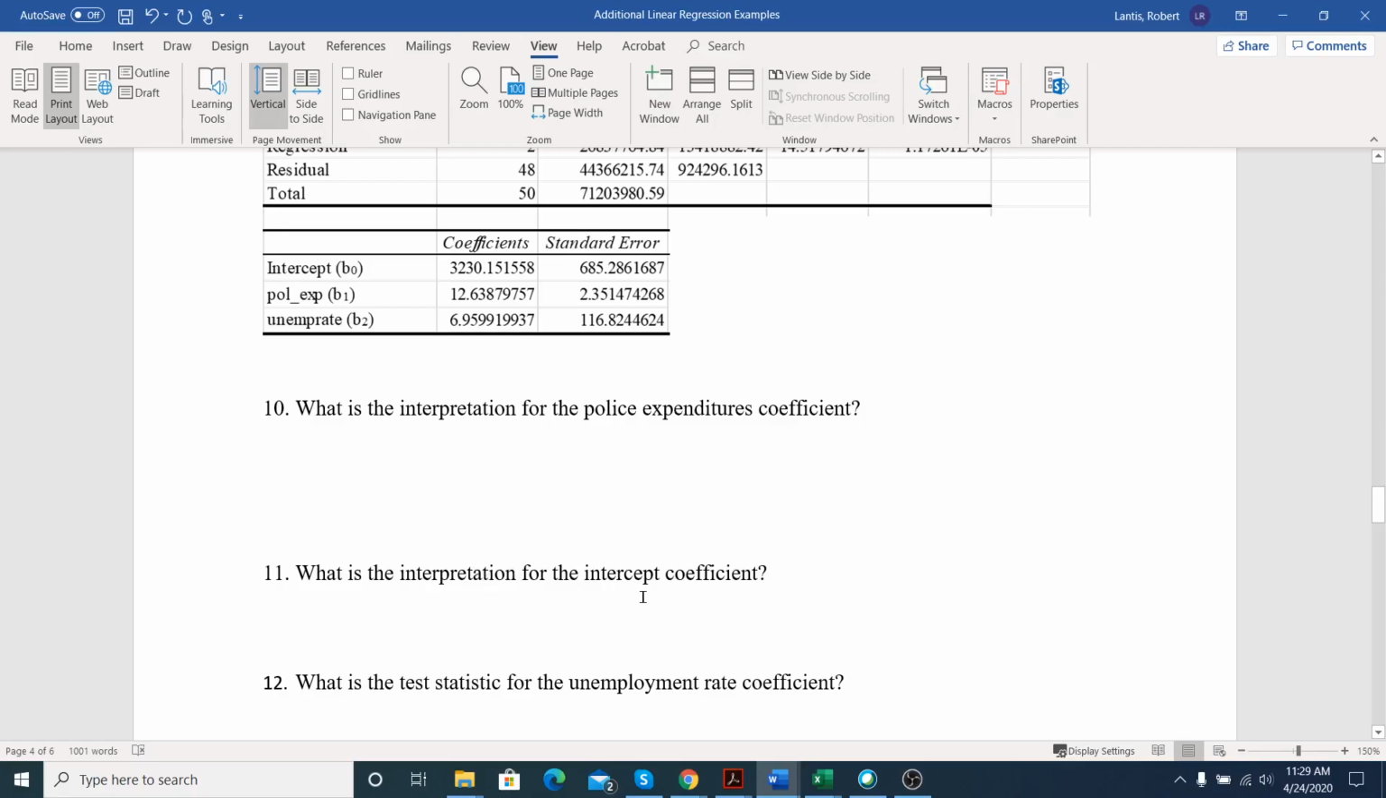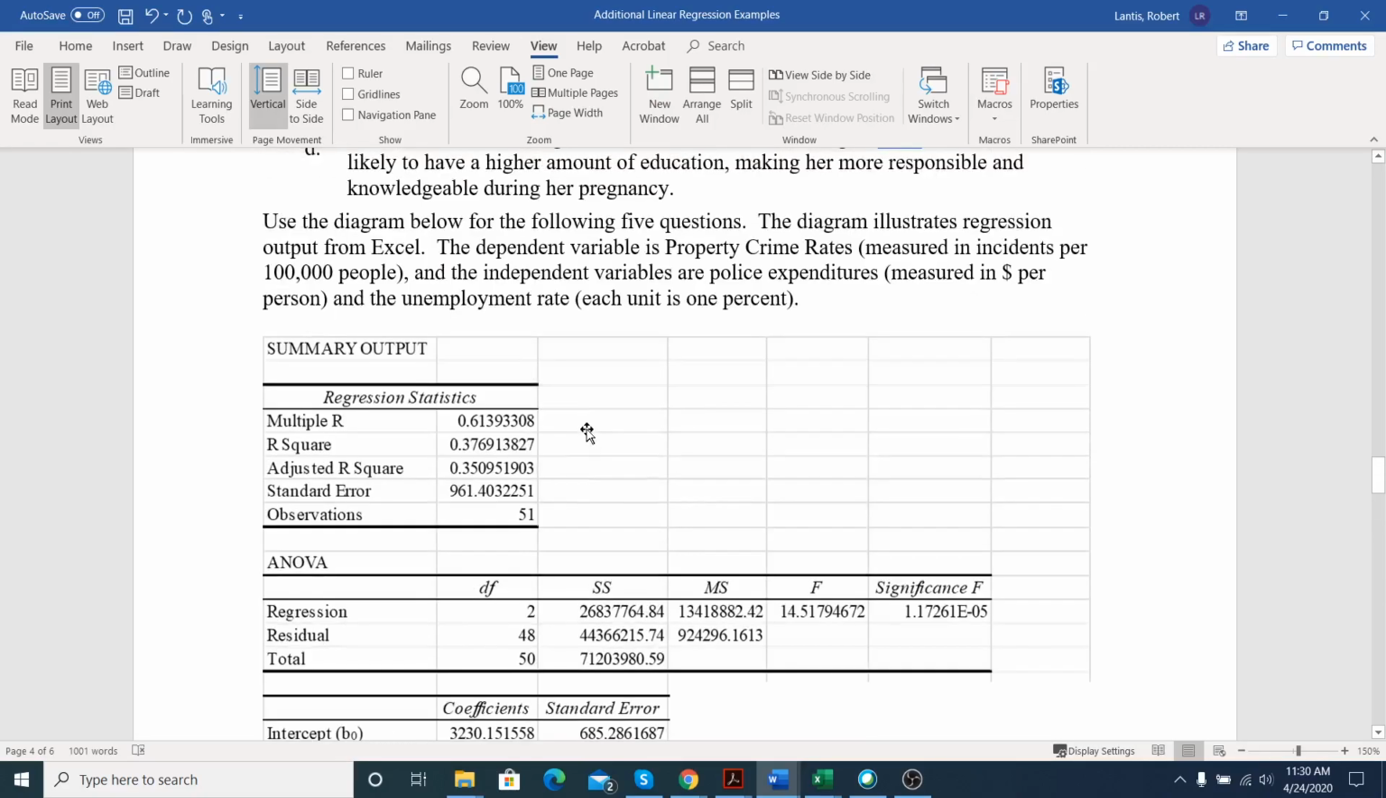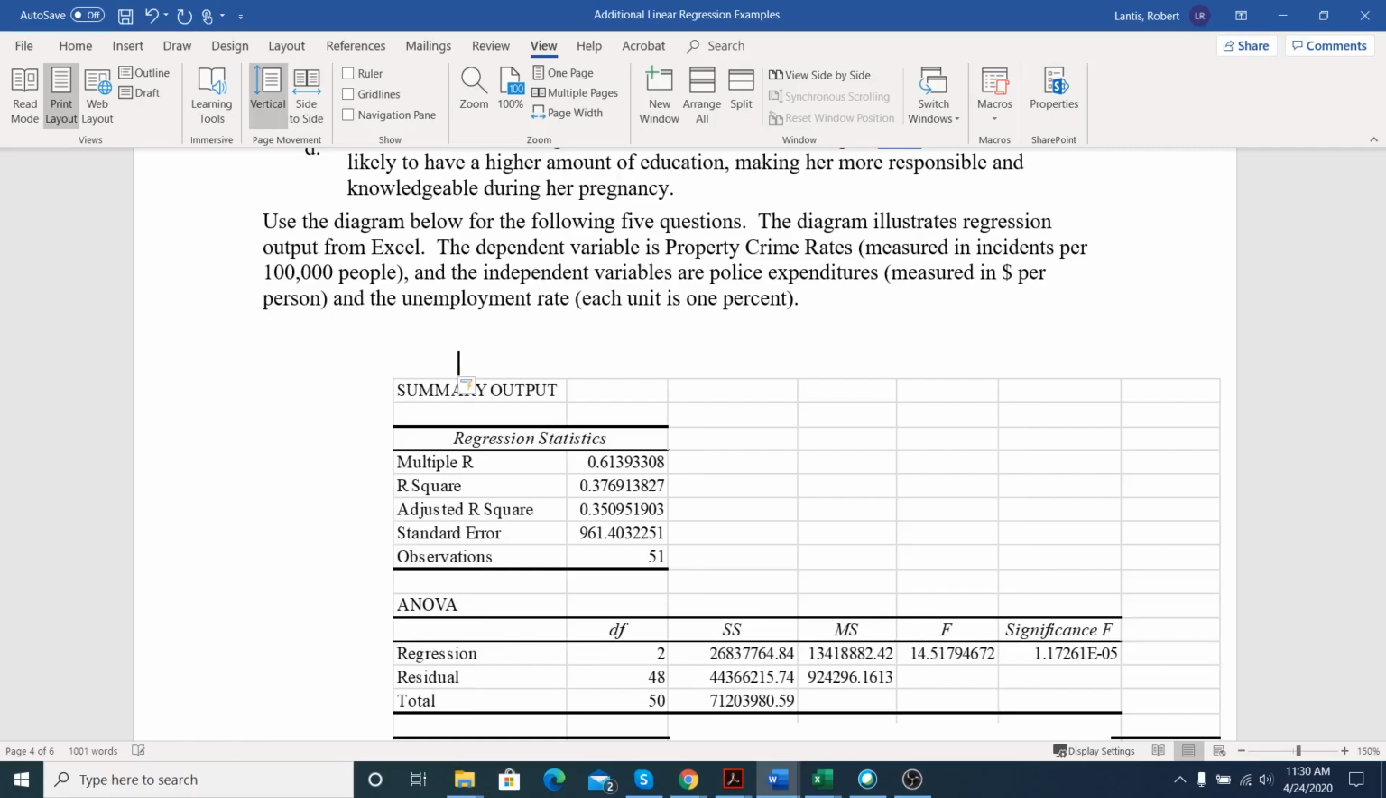So what's the interpretation of the intercept? Well, remember, the interpretation of the intercept is if every other variable is equal to 0, so if we spend $0 per person on our police force, if the unemployment rate was 0, the expected crimes per 100,000 people would be 3,230, right? So if all the other variables are equal to 0, then this value, 3,230, would be the expected value for our dependent variable, which was property crime rates. Once again, if we wanted to write out the equation that we were estimating, I don't want to do that.